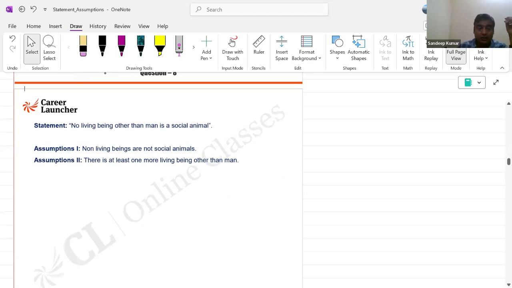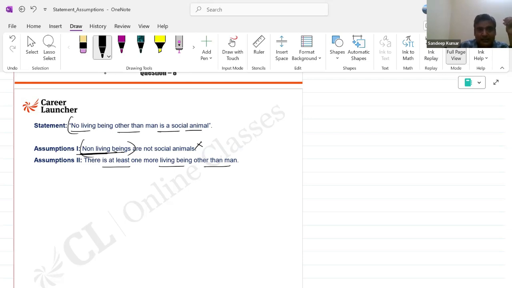Let's look at the next question. No living being other than man is a social animal. Non-living beings are not being discussed here. So this is definitely not your answer. There is at least one more living being other than man.